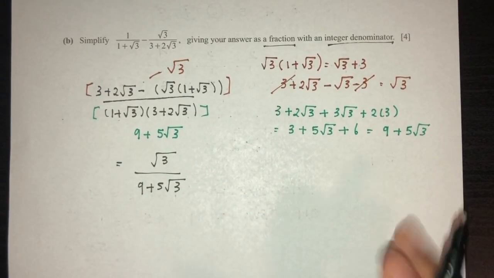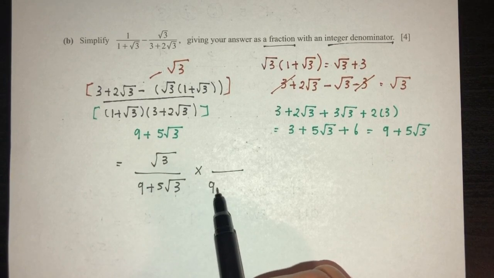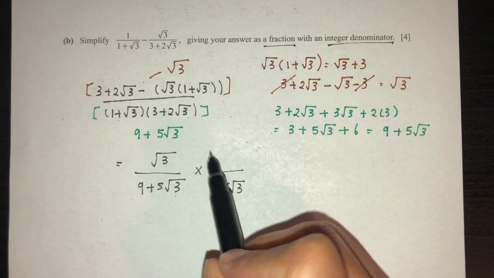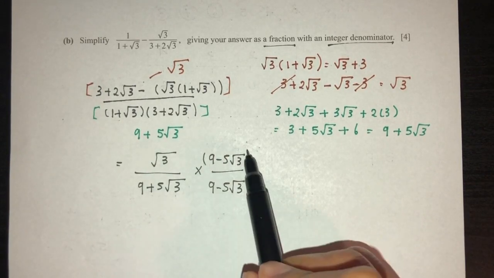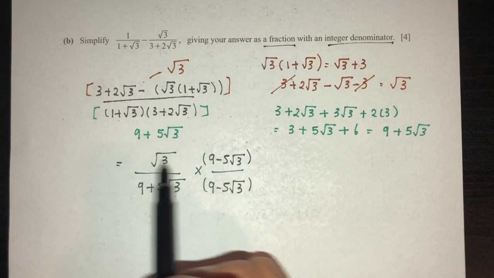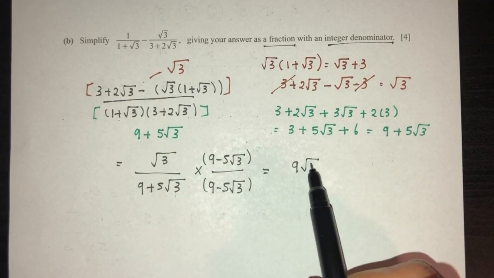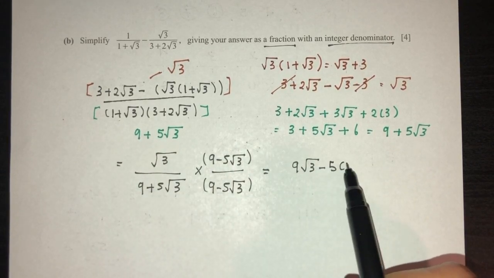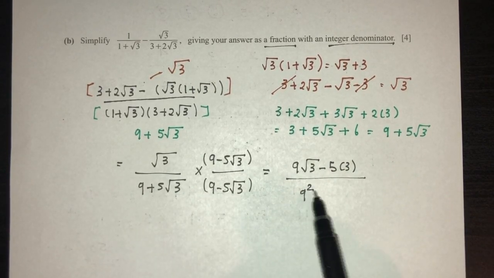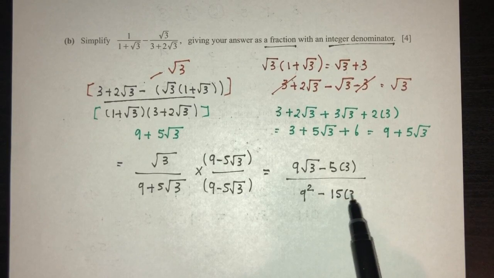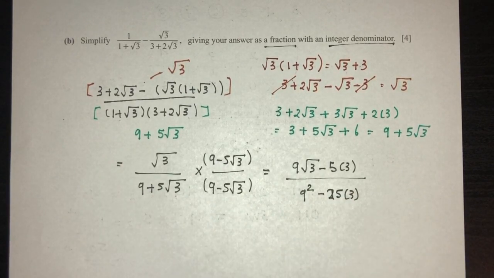So what else can we do? We have to multiply by this conjugate, 9 minus 5 root 3. Okay, so one by one, the top will become what? Multiply by this, you will have 9 root 3 minus 5 times 3. Divide by this, it should be 9 squared minus 25 times 3. Sorry, it's 25. 5 times 5 is 25.